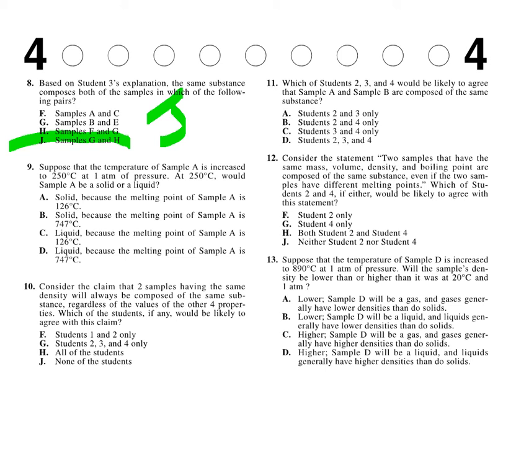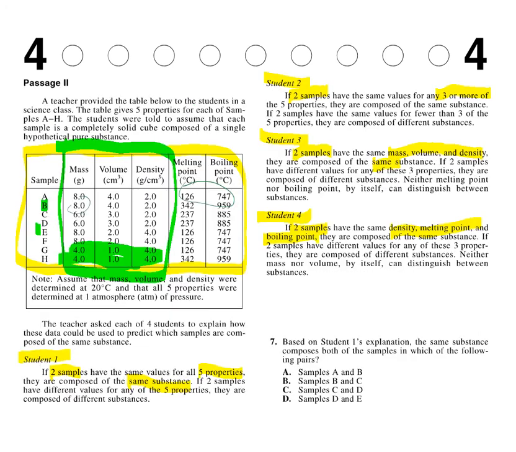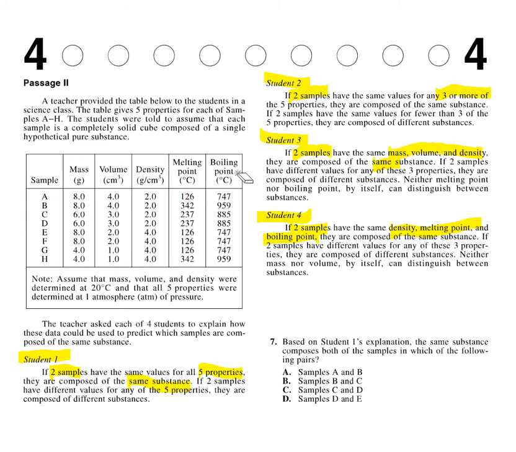All right, next one, number 9. Suppose the temperature of sample A, so now we're looking at sample A, is increased to 250 degrees. At 250 degrees, would the sample be a solid or a liquid? So now let's just look at sample A, and we're looking at 250 degrees. So I'm going to clean all of this up over here. So sample A is this one, and we're going to stay in this little column up here. And so we said it was going to be 250 degrees. Is it going to be a liquid or a solid?